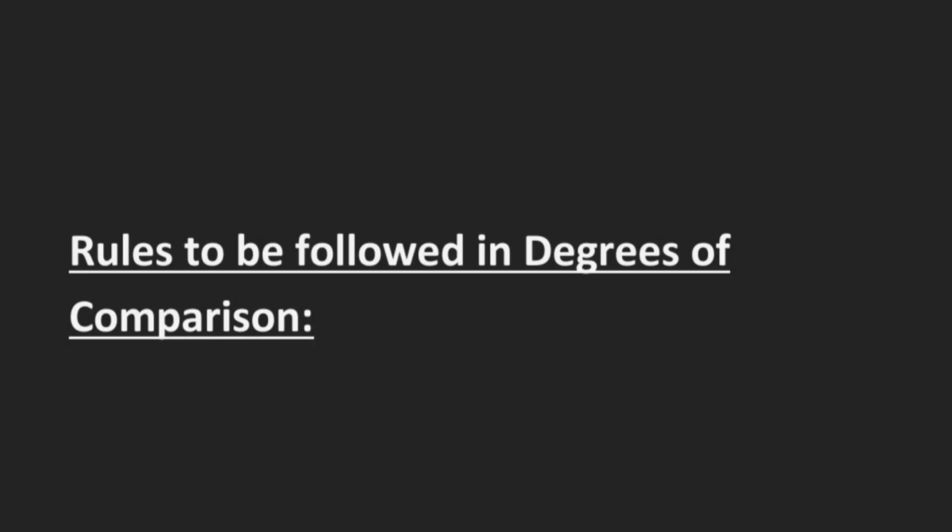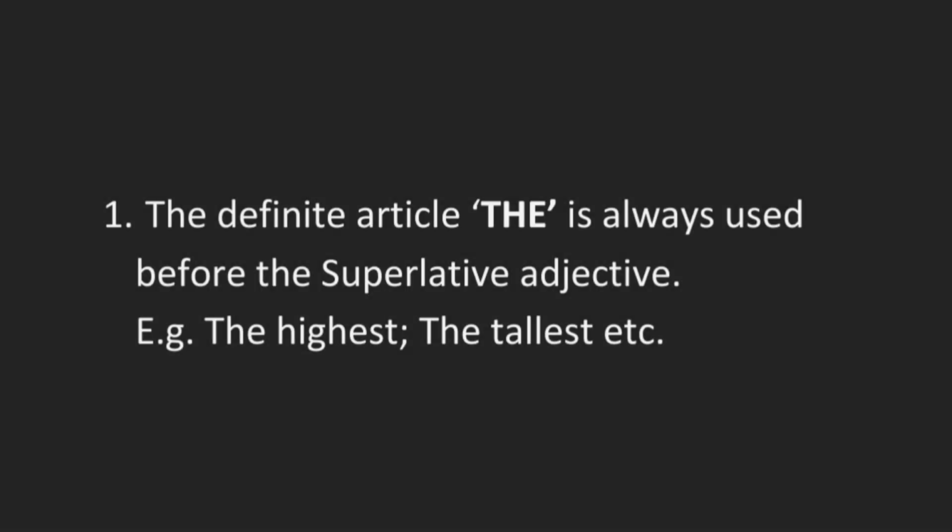Now we'll see the rules to be followed in degrees of comparison. It means what rules you should follow for changing the positive sentences into comparative and superlative. Firstly, the definite article the is always used before the superlative adjective, as I have already told you before in example 2.